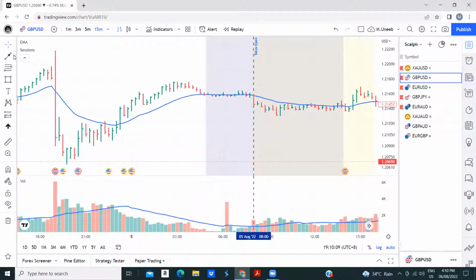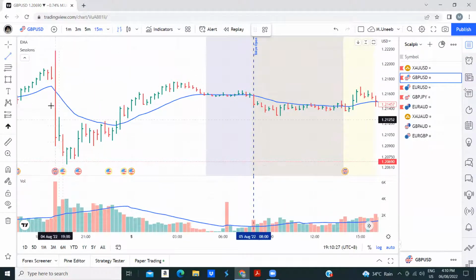Accumulation. Okay, this one is accumulation, yes. And then the price is entering into this one. What is this? Reaccumulation. This one is reaccumulation. Okay, let's see. Let's draw the structure now.